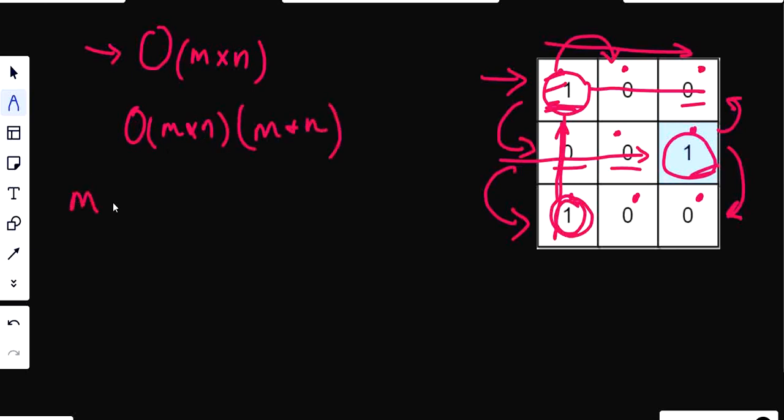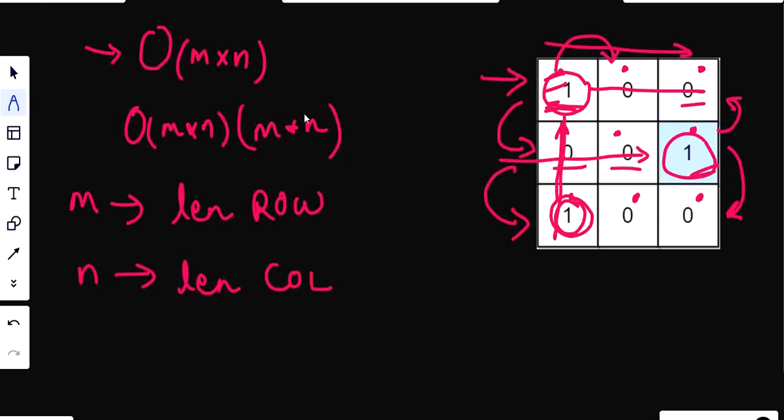where m is the length of row and n is the length of column, right? So the time complexity will be big O of m cross n into m plus n, where m cross n is for traversing the matrix and m plus n is for checking the row and the column for a special position. So this was the first approach, the brute force approach.